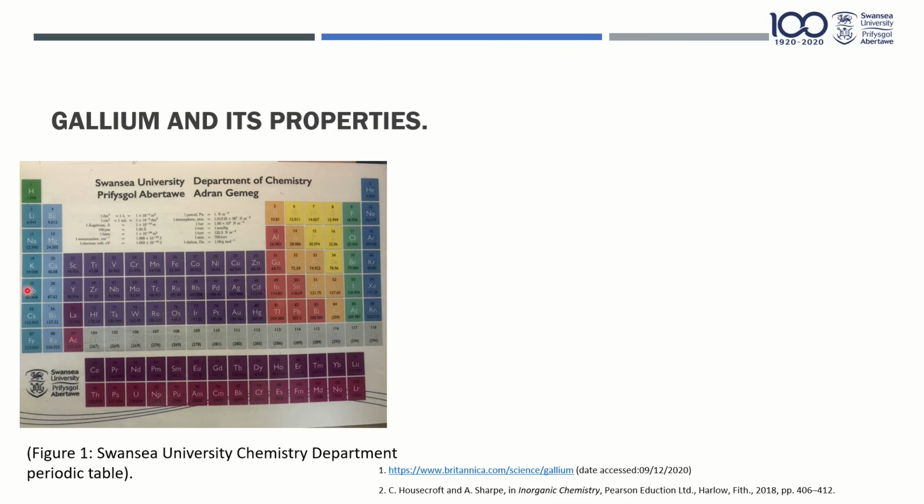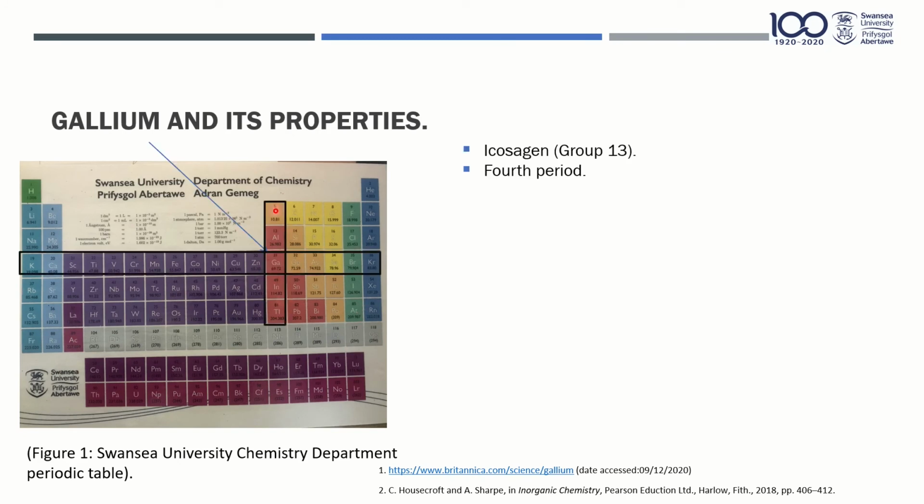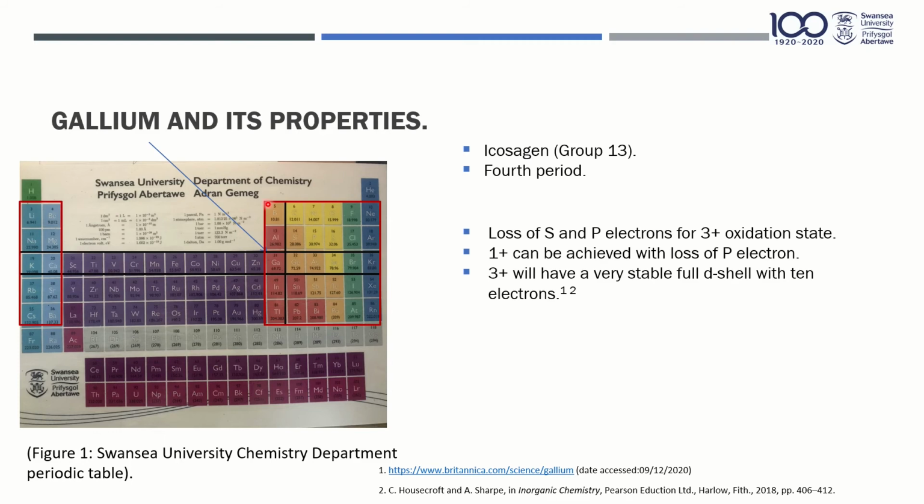Here we have a lovely coloured periodic table, and it shows us where gallium is. It's in the icosagens, or group 13. It lies here in the fourth period. It is also a metal and in the P block, hence why it is in red. This here is the P block of the periodic table. We have the D in purple, and these different colour blues we have the S's.